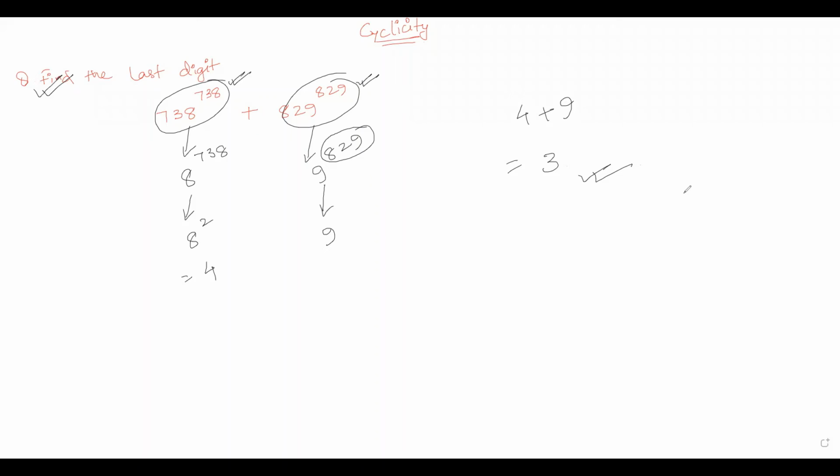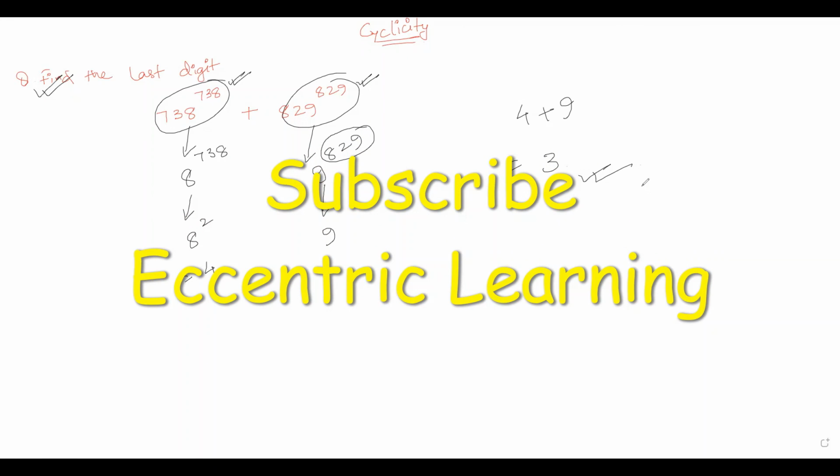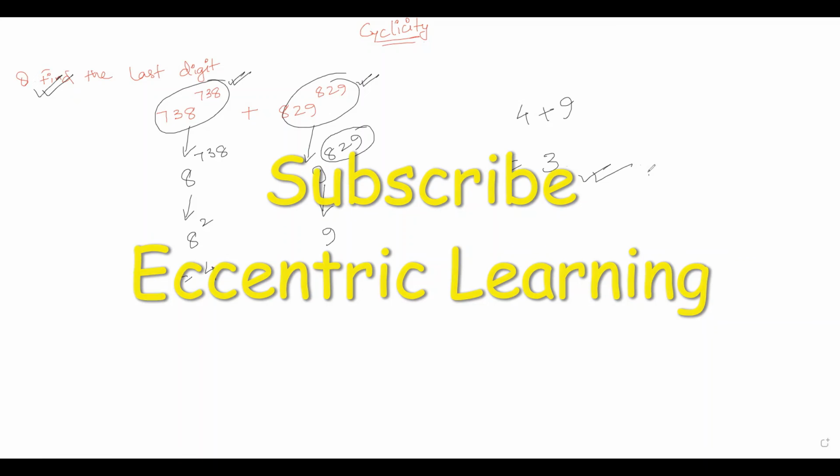So to find the last digit in such cases, we'll find the last digit of all the numbers individually, and then we will add them up to get the resultant last digit. So that's it for today's video, in which we have seen how we can find the last digit of the higher powers of numbers. And in the next video, we'll be seeing how we can find the last two digits of the higher powers of numbers.